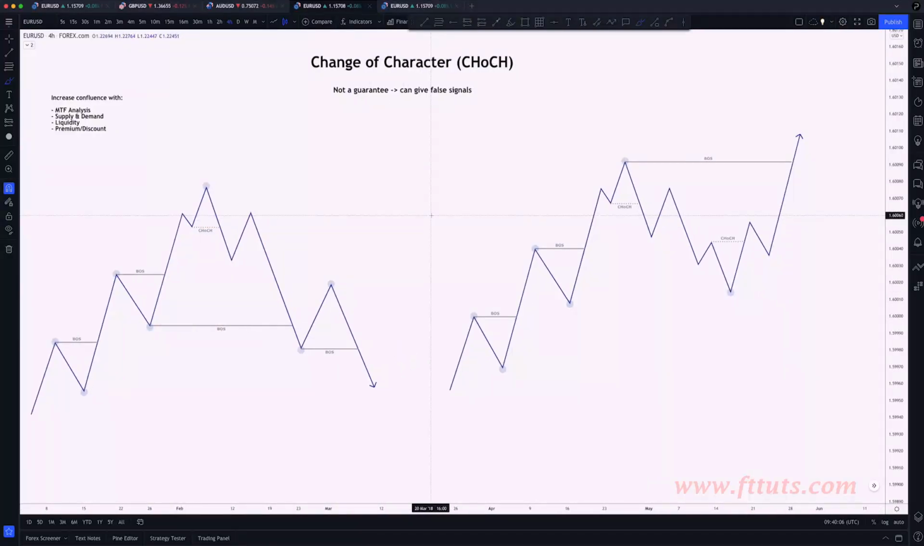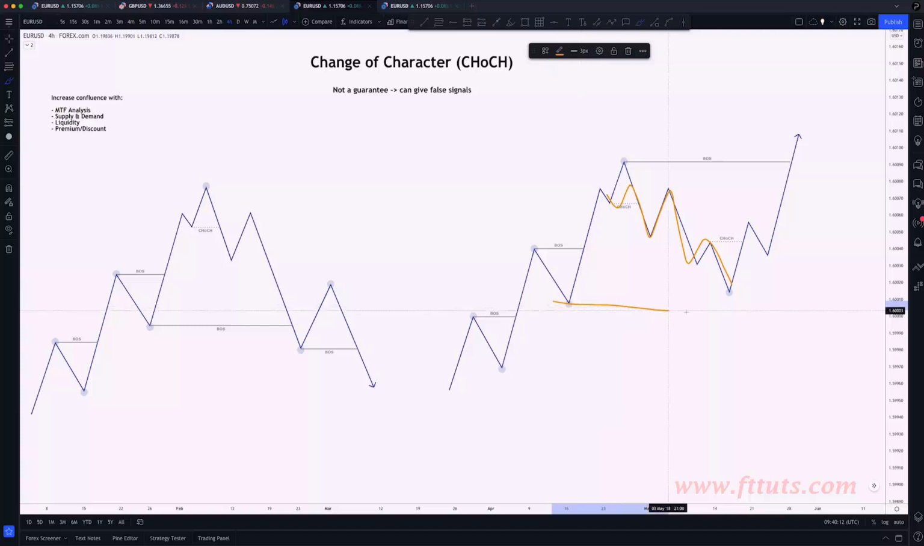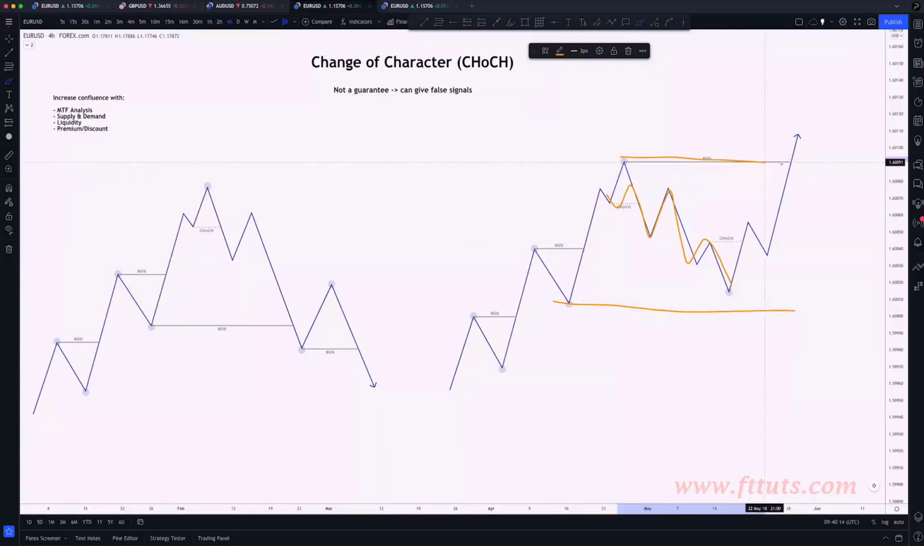Okay, but of course, like anything, it's not a 100% strike rate. We can get that internal change of character. We can get short, right? But then what can happen is this is still a strong low and a strong high, right?